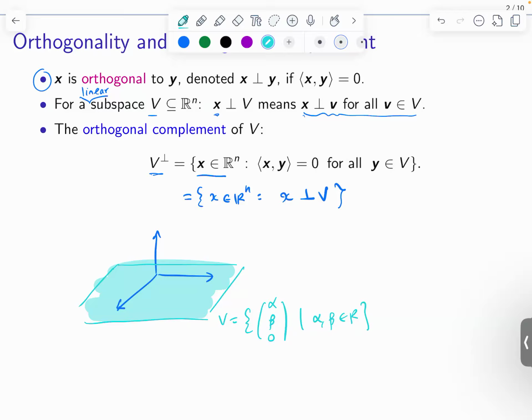Can you give me, yeah, the z-axis. Okay, yeah, (0, 0, 1) is going to be perpendicular to V. And in fact, as you mentioned, anything on the z-axis would be, right? Anything on the line, anything that lives on this line, right?